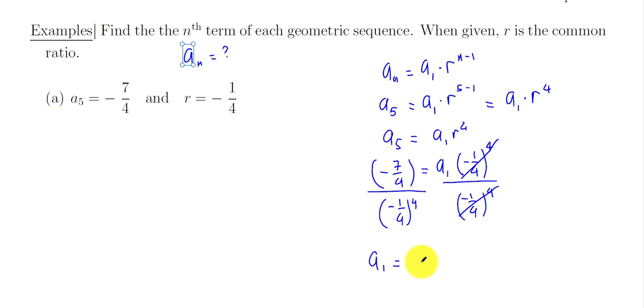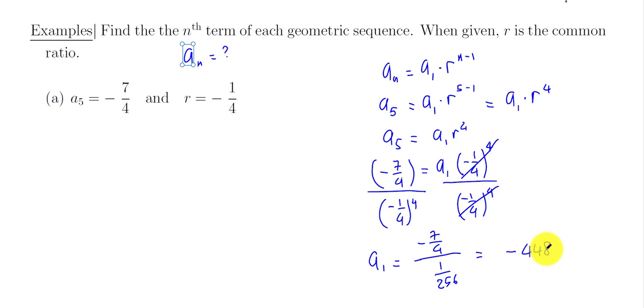And that gives me minus 7 over 4. Minus 1/4 to the 4 power gives me 1 over 256. And dividing by another fraction is multiplying by the reciprocal of that. So I got minus 448 for a1.